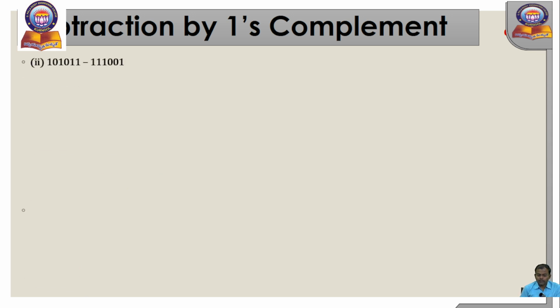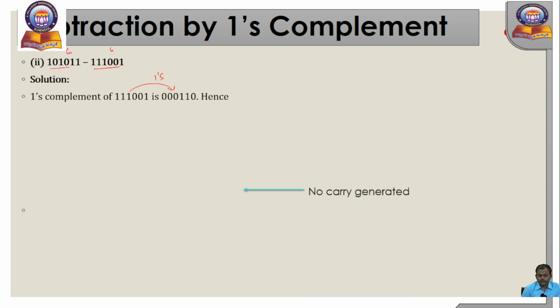Similarly, another example: the numbers are 1 0 1 0 1 1 minus 1 1 1 0 0 1. Again, first I need to verify both numbers are represented with the same number of bits, that is 6. So I can directly find the 1's complement of the subtrahend: 1 1 1 0 0 1 becomes 0 0 0 1 1 0 in the 1's complement.